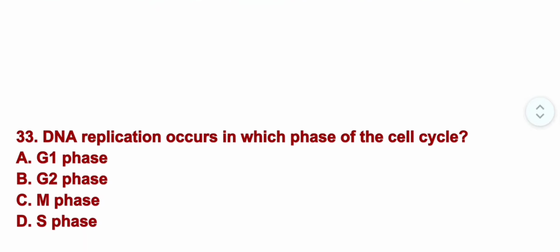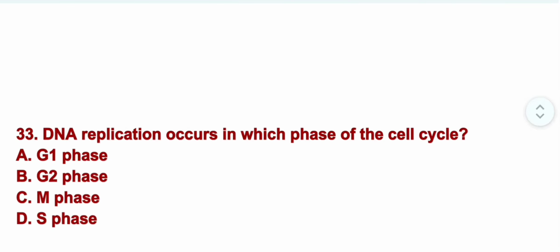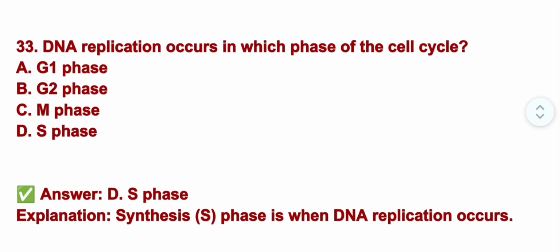Question number 33. DNA replication occurs in which phase of the cell cycle? The correct option is option D. S phase. Synthesis phase, or S phase, is when DNA replication occurs.